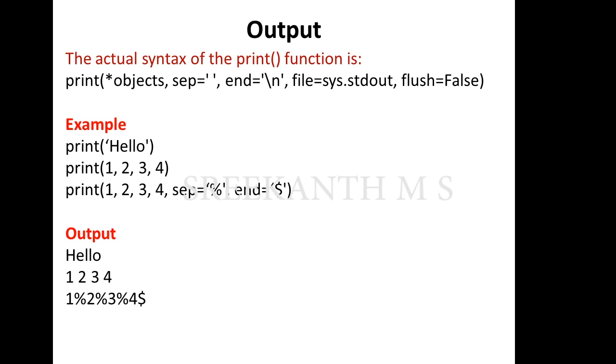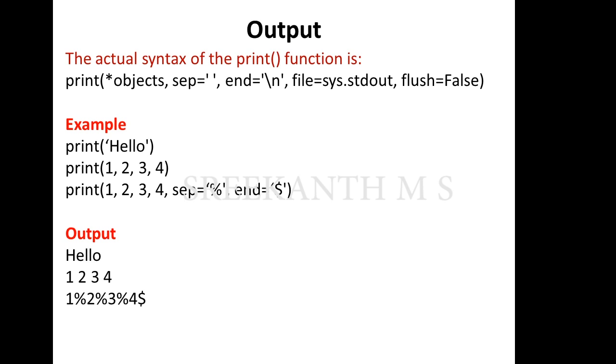The fourth one is the file. A file is actually an object where the values are printed, and its default value normally will be sys.stdout, or the screen. So these are the examples here. Here you can see print 1, 2, 3, 4 means 1, 2 and 3, 4 are printed on the display screen. The second example is print 1, 2, 3, 4 and after the values a separator is given.